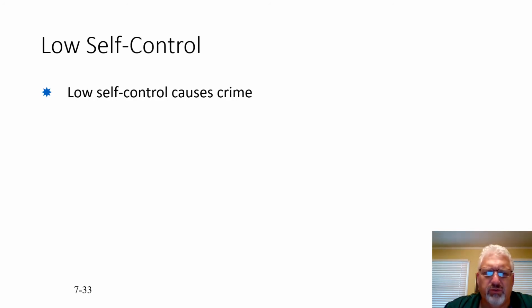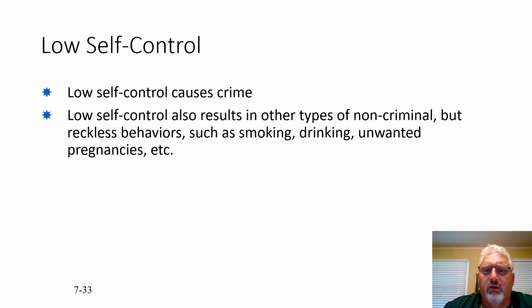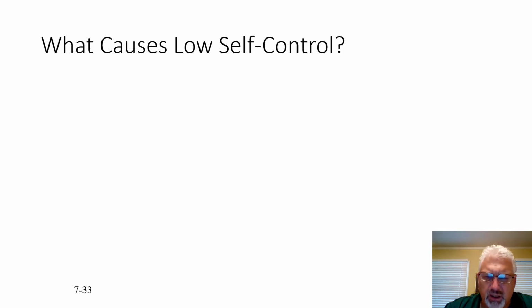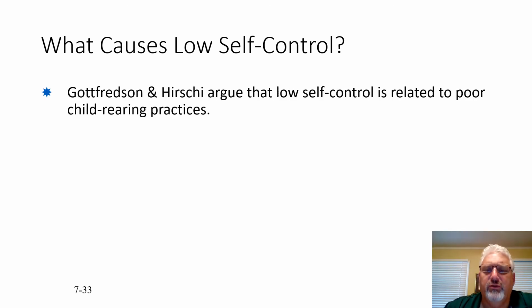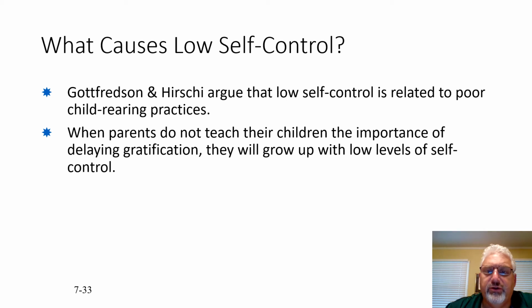So what is low self-control? It leads to other forms of deviant behavior, smoking, drinking, unwanted pregnancies, etc. And what causes low self-control? Well, let's blame it on your parents. They argue that low self-control is related to poor child-rearing practices. Parents don't teach their children the importance of delaying gratification. They will grow up with low self-control and be much more likely to be involved in deviant activity, including criminal deviant activity, and spend time in jail and all the other bad things. But what really is, they have low self-control.